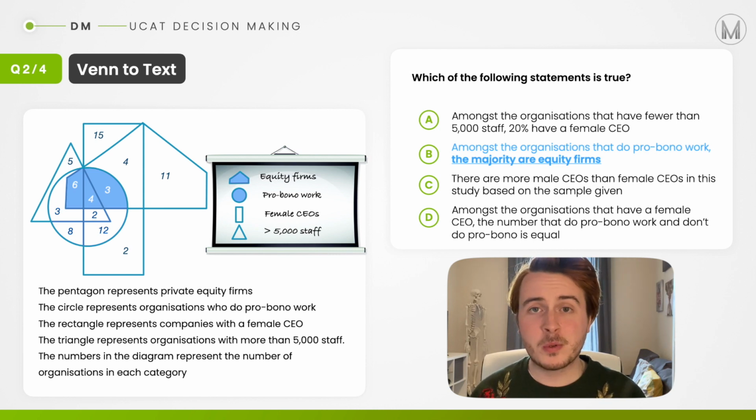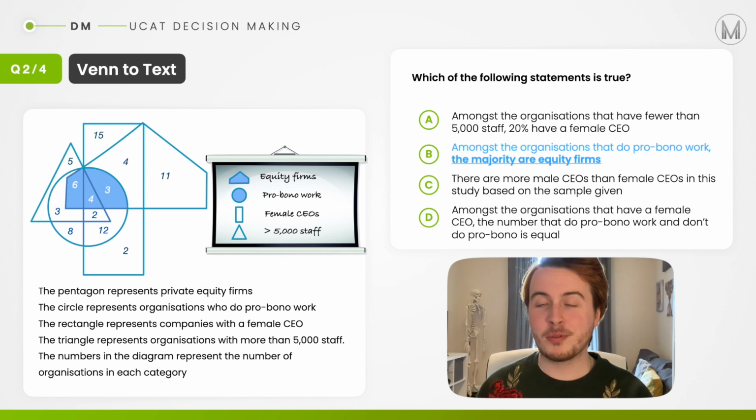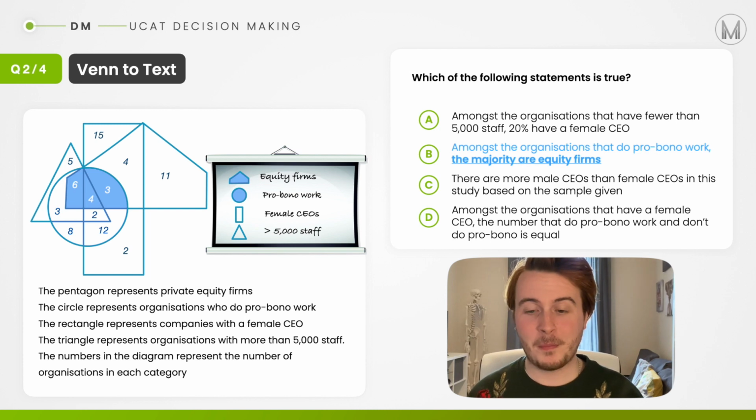Even if we look at 6, 4 and 3, that is 13. And already with that 12 and other numbers going on, we're going to be above that. So no, the majority do not. The majority of pro bono works are not equity firms. So again, we can actually rule out B for this one.